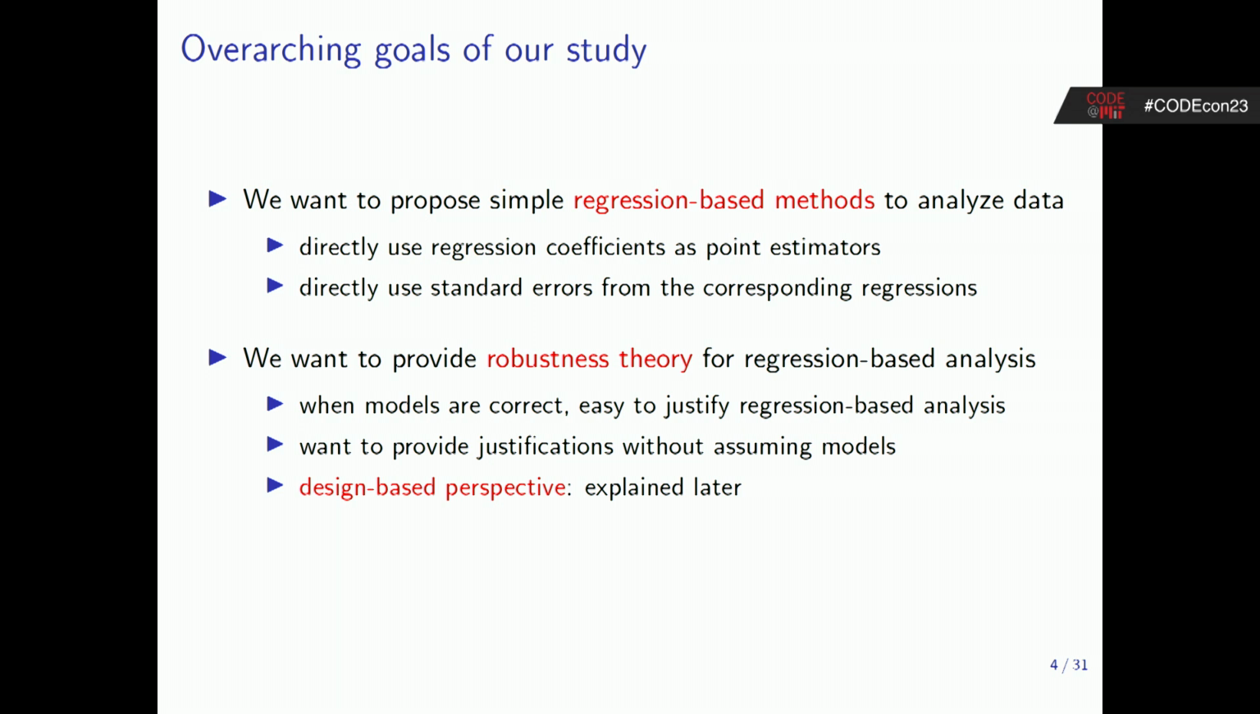But it does not mean regression methods will all work. Some of them work well, some of them don't. So the second goal is to tell you some theory, in particular some robustness theory for the regression-based methods. If the models are correct, regression methods will work. If the models are wrong, do they work? Okay, that's our focus. We will analyze the method without assuming the models are correct. How do we do it? We will use the design-based perspective. I think somebody already introduced this before, but I will recall the definition of design-based perspective. So two goals, method and theory.